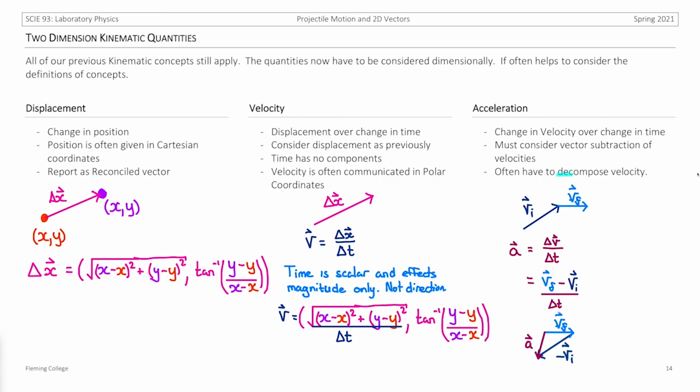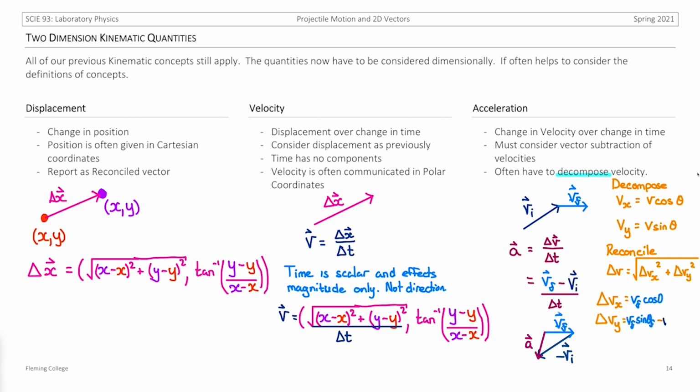So to calculate this, we have to decompose both vectors using our Vx will be the magnitude of velocity times the cosine of its direction, and the Vy will be the magnitude of the velocity times the sine of its direction. And we have to do those decompositions for both final and initial velocities. Then we have to reconcile all those components. So to get the magnitude of the change in velocity, we take the square of the change in the x component and the square of the change in the y component, which means we have to calculate the change in the x component using our decomposed values.